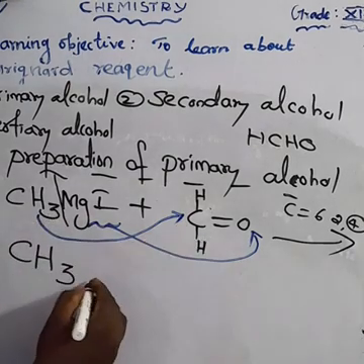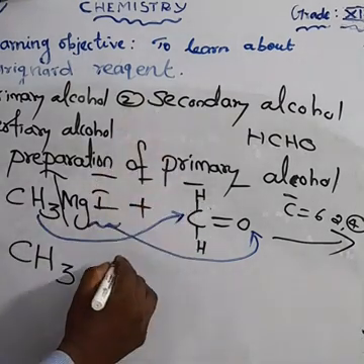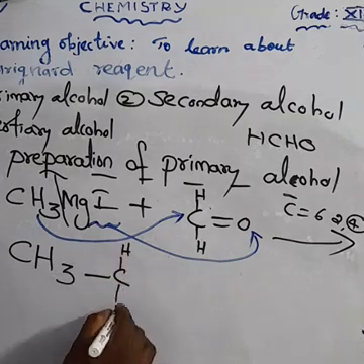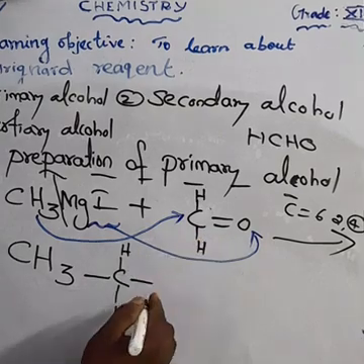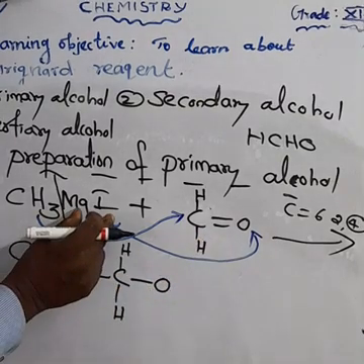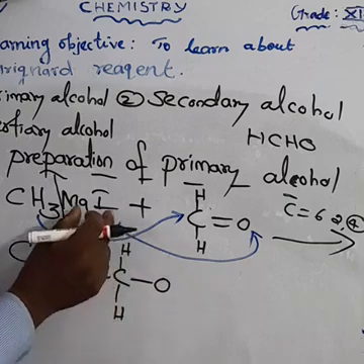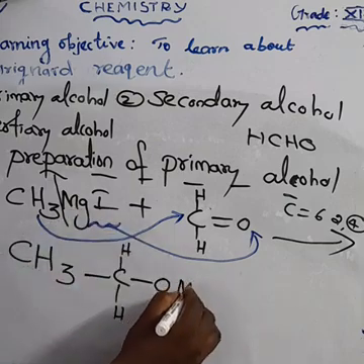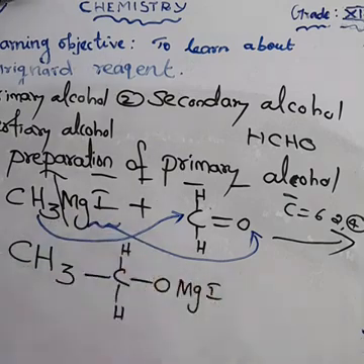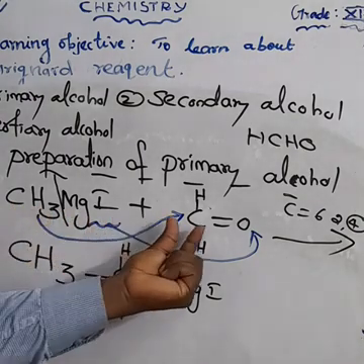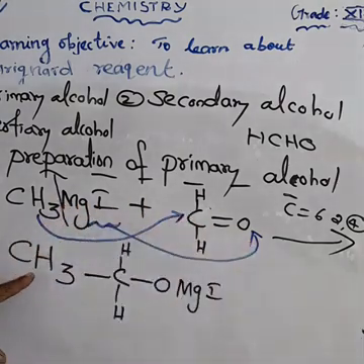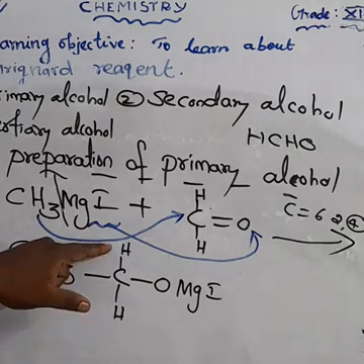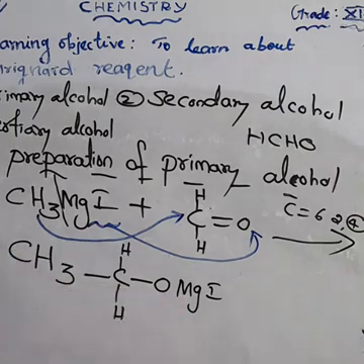CH3 is attached to this carbon. So C, above hydrogen, below hydrogen, am I right? Here oxygen. So the double bond is converted into single bond. This MgI is attached to oxygen. This is an addition compound. Anyhow, this methyl is attached to this carbon, the MgI attached to the oxygen. So what is the product? CH3, C, hydrogen, O, MgI.